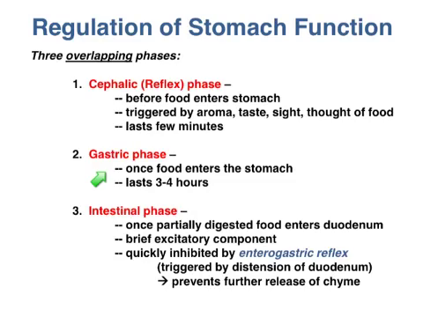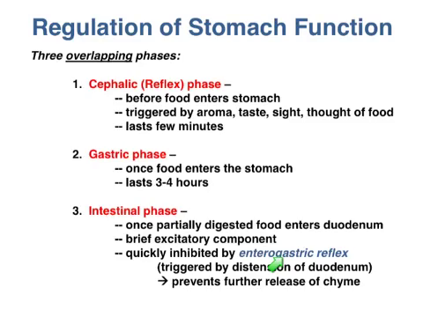The intestinal phase occurs once food enters the duodenum of the small intestine. It's a brief excitatory component that's quickly inhibited by a reflex called the enterogastric reflex. So remember I said that you get just food or chyme by this point released into the small intestine in these quick little spurts from the stomach. That's because of this enterogastric reflex.